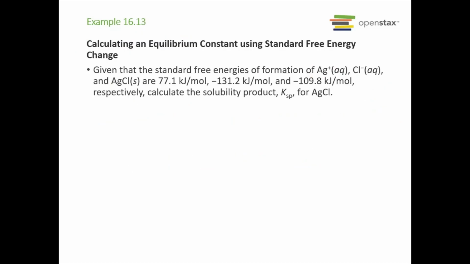All right. Example 16.13, this is the last example and the last thing I have for chapter 16. We're given the standard free energies of formation of silver plus, Cl minus, and silver chloride. Respectively, calculate the solubility product, KSP, for AgCl. So first things first, let's write our reversible reaction. AgCl is in equilibrium with Ag plus aqueous plus Cl minus aqueous.